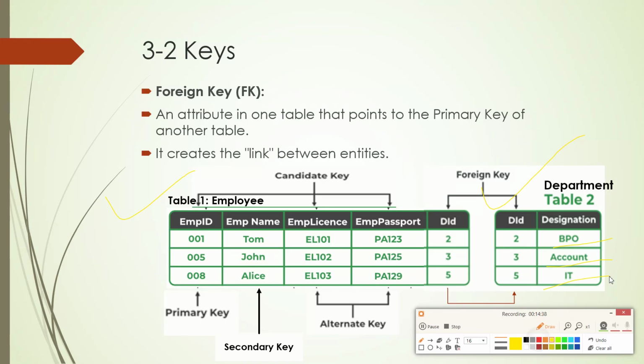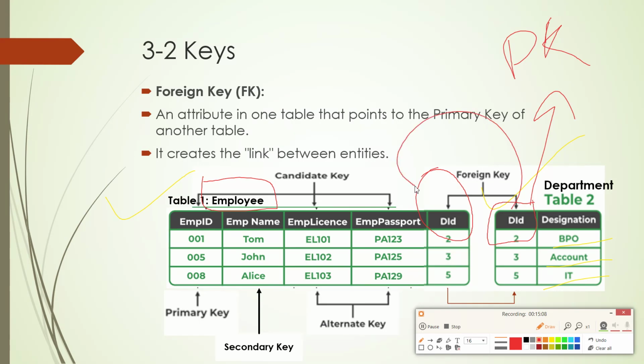It is an attribute in one table. So take this department ID. This is an attribute in the employee table, which is the primary key in another table. Here in the department table, this department ID is the primary key, and when that primary key is used in another table, for example, this primary key has been used in this employee table.